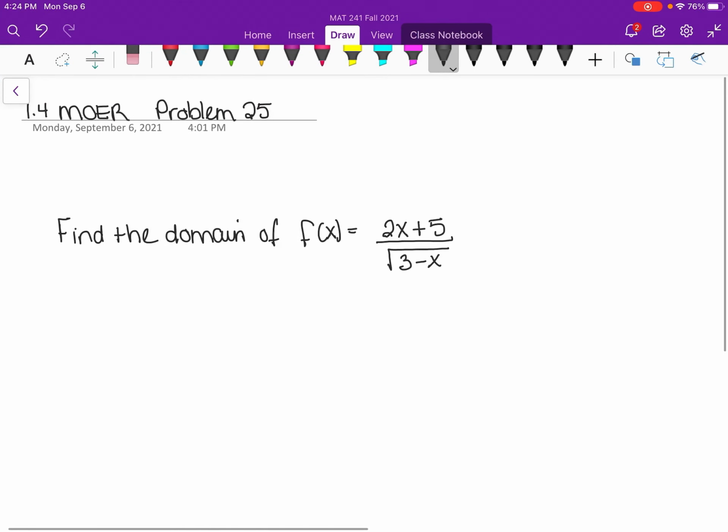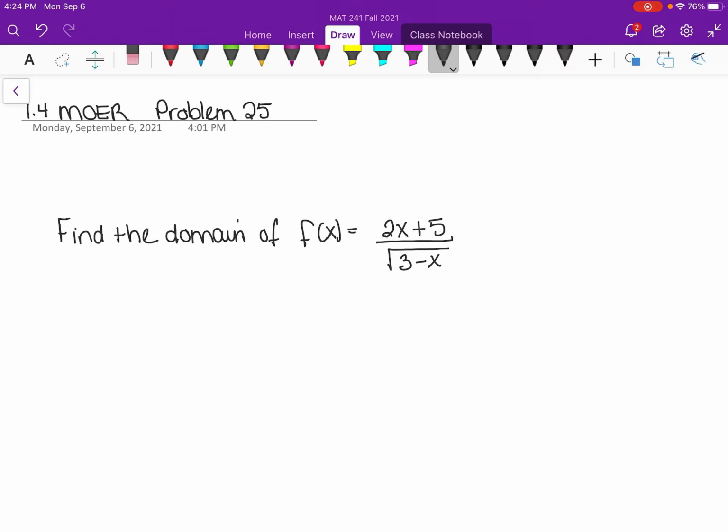Okay, I've had a couple of emails about problem number 25 from the 1.4 MOER homework. So this is not going to be the exact problem that any of you had, but it's going to be fairly similar. So we want to find the domain of this function. Now, what you'll notice about this function is, number one, it has a denominator.